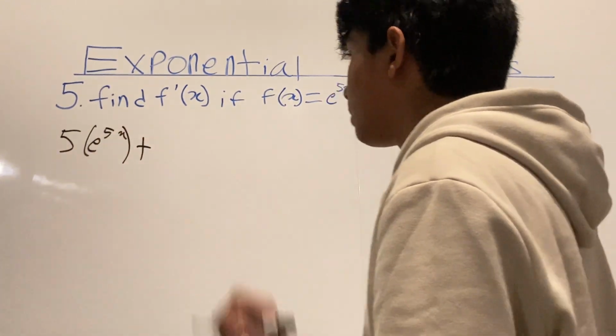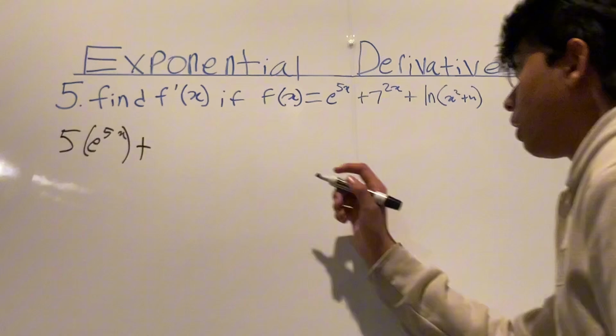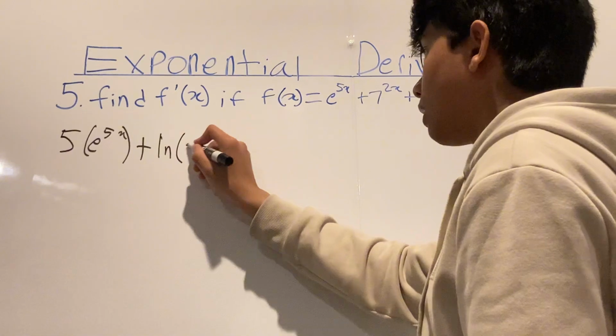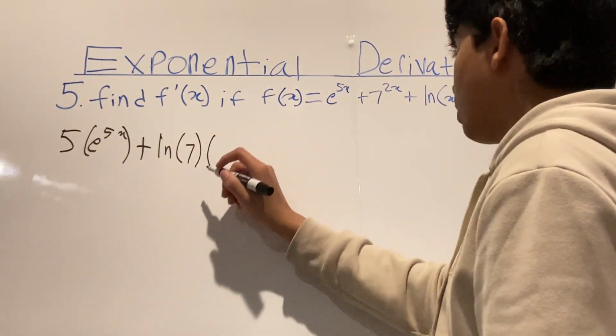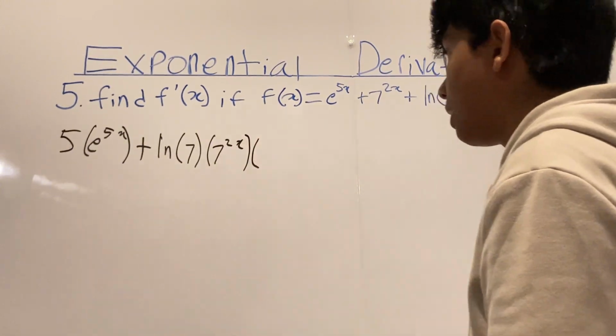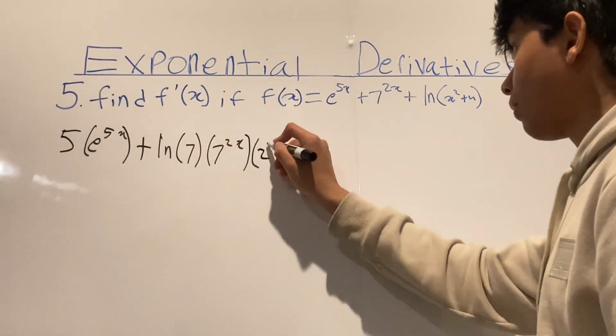Now plus, this is 7 to the 2x. So we're going to do ln of the base, which is 7, and multiply by the original function, 7 to the 2x, and multiply by the derivative of the exponent, which is just 2.